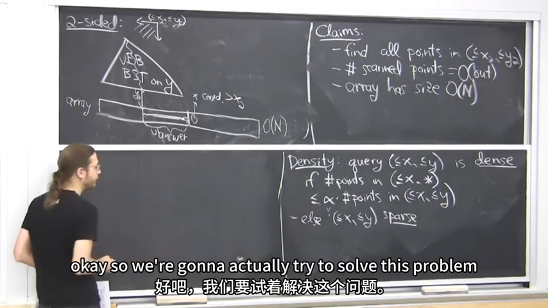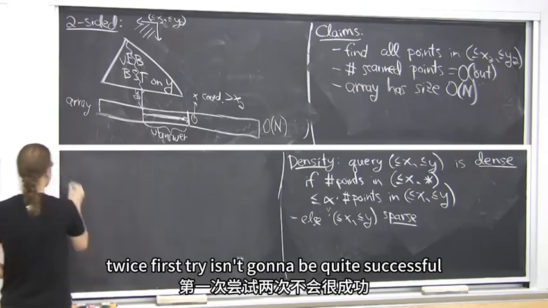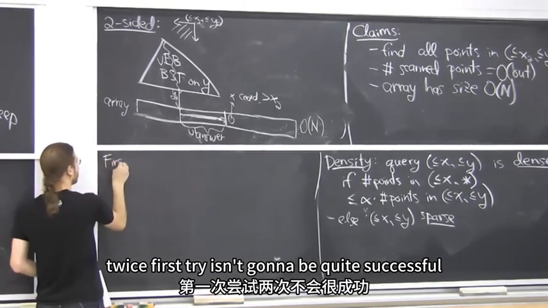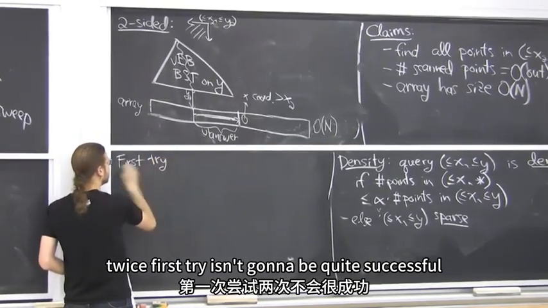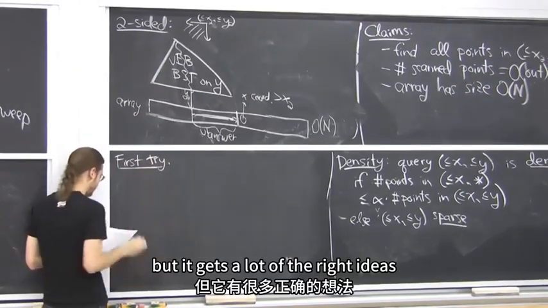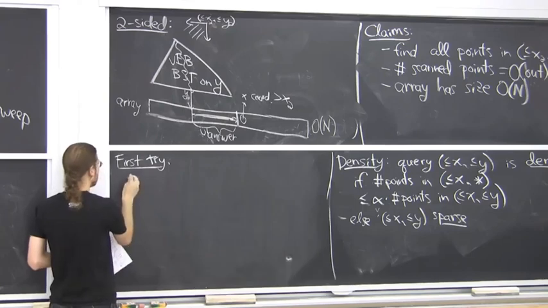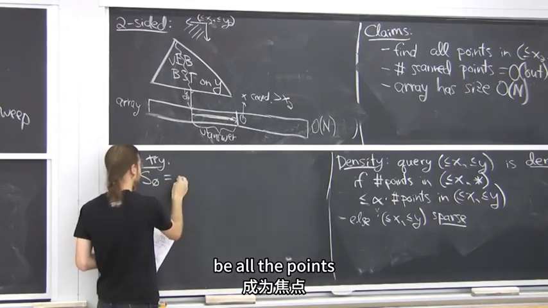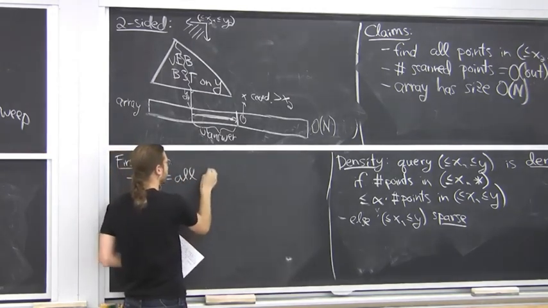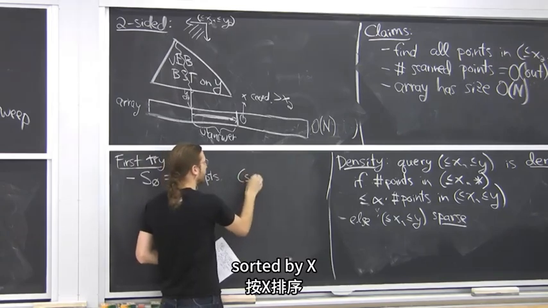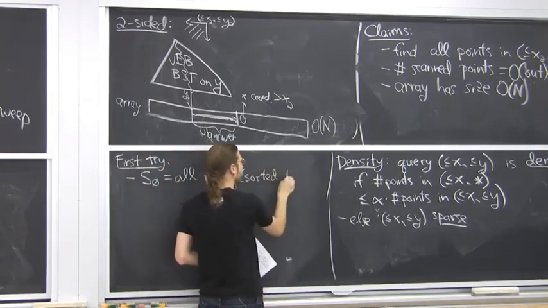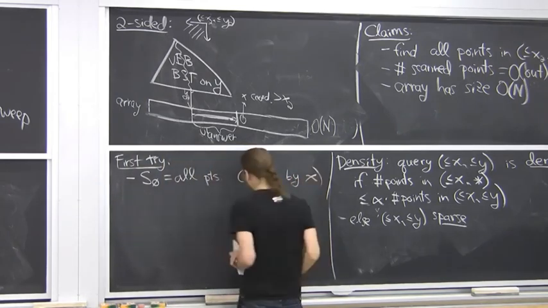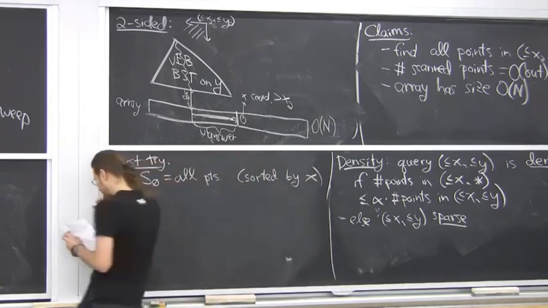Okay, so we're going to actually try to solve this problem twice. The first try isn't going to be quite successful, but it gets a lot of the right ideas. So I'm going to let S0 be all the points, sorted by X.